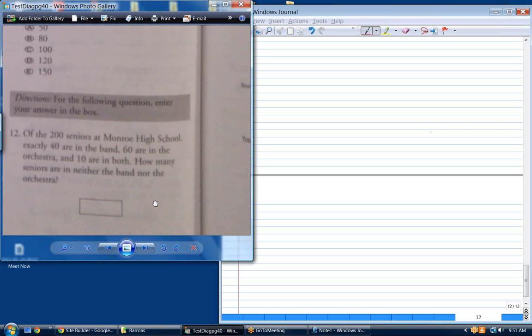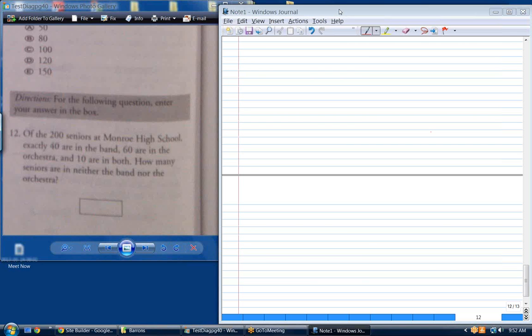Of 200 seniors, exactly 40 are in the band, 60 are in the orchestra, and 10 are in both. How many seniors are in neither the band nor the orchestra? You familiar with Venn diagrams? Can this one actually be answered? Maybe. Isn't there a both equation where you can add them?